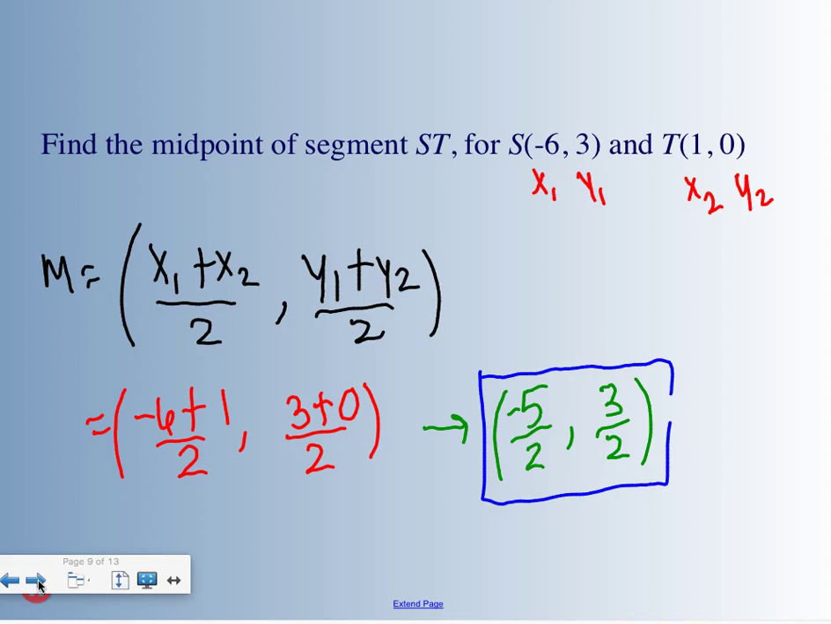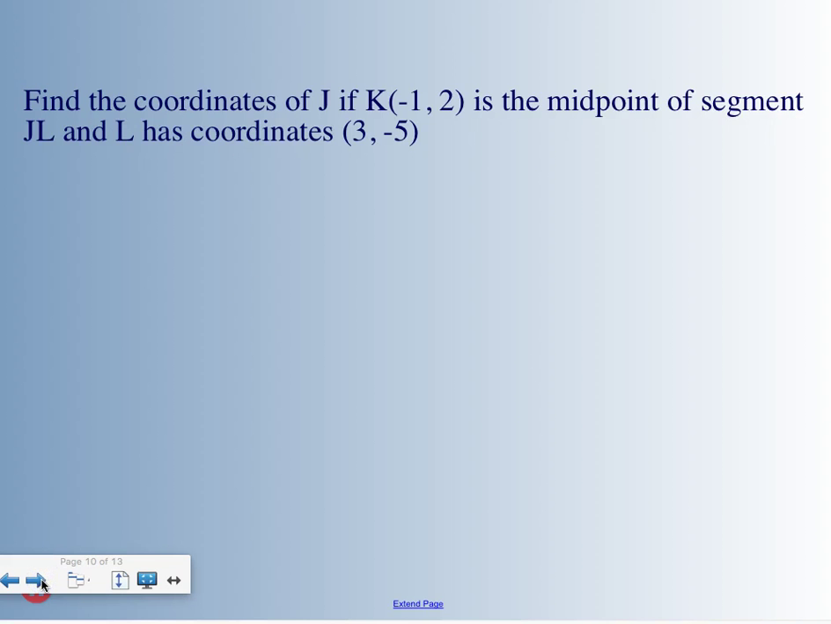So that's if we want to find the midpoint. But what if we're given the midpoint and we want to find one of the endpoints? Like this problem. It says find the coordinates of J if K is the midpoint of segment JL and L has the coordinates 3, -5. This is how I like to do the problem. I'll show you 2 different ways. I think it helps if you just draw a little segment. And I know it's segment JL, so I'm going to put J, L, and it tells me K is the middle, right?